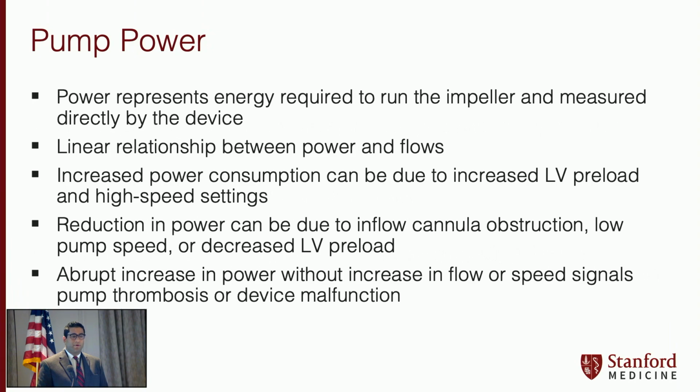The next parameter is pump power. The pump power represents the energy required to run an impeller, and it's measured directly by the device. There's a linear relationship between pump flows and pump power. So increased power consumption can be due to increased preload and higher speed settings, but a reduction in power can be due to cannula obstruction via thrombosis or low speeds or low preload. If you find an abrupt decrease in your power without an increase in your flows or speeds, you could be concerned about a device malfunction or pump thrombosis.